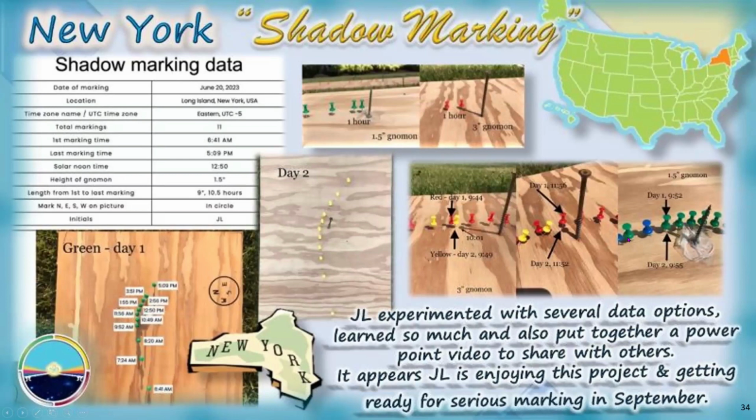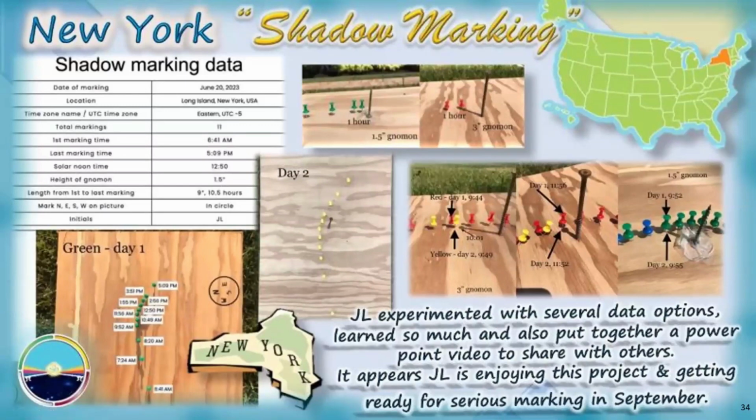When you get around, probably from 10 to 2 o'clock, these marks get really close together. So you might not want to use really big thumbtacks. You might want to use something smaller. And you can see she's had to kind of put them in at different angles because they were really tight together. But she experimented with several data options.